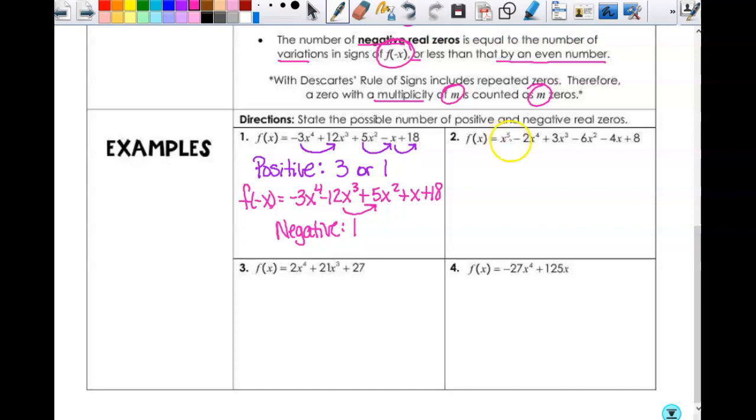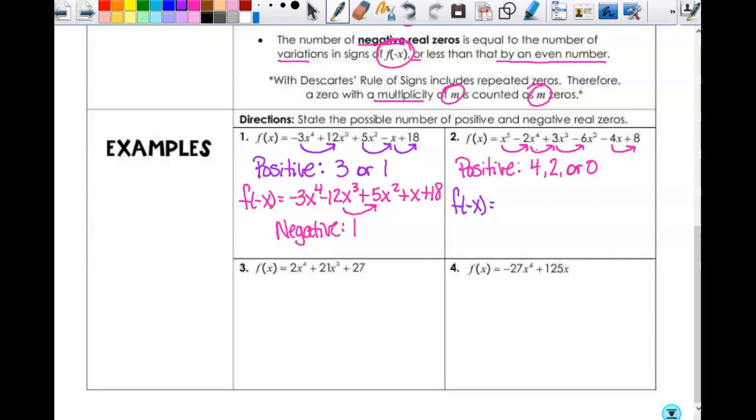Right, so I have positive to negative, that's a change. Negative to positive, that's a change. Positive to negative, that's a change. Negative to negative, it's the same. Negative to positive, that's another change. So for my positive zeros, I got 1, 2, 3, 4. So it's 4 or less than that by an even number, 2 or 0. Maybe there aren't any.